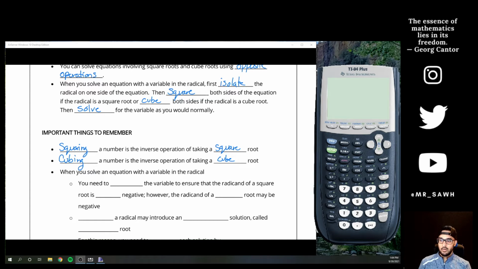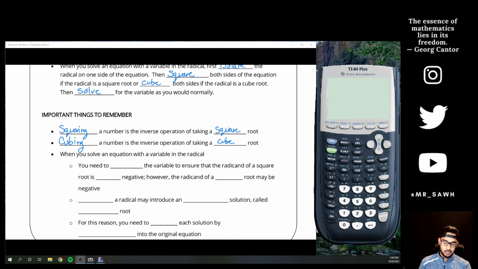And when you solve an equation with a variable in the radical, we need to restrict the variable to ensure the radicand of a square root is non-negative. Remember, we can't take the square roots of negative numbers. So we need to come up with a restriction on our variable, because we don't really know what x is going to be yet, if that's the variable in the question. So we just need to make sure that it falls within an acceptable range of values.